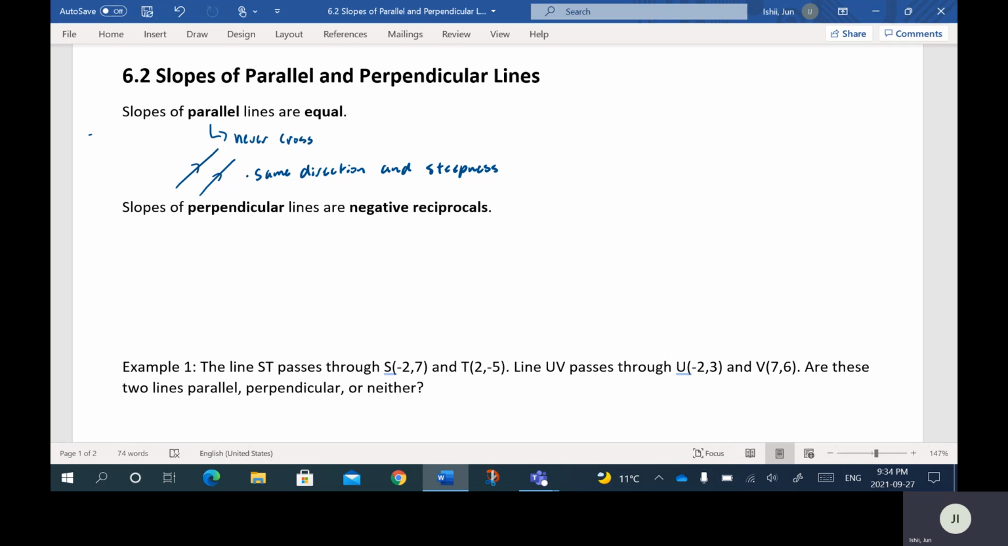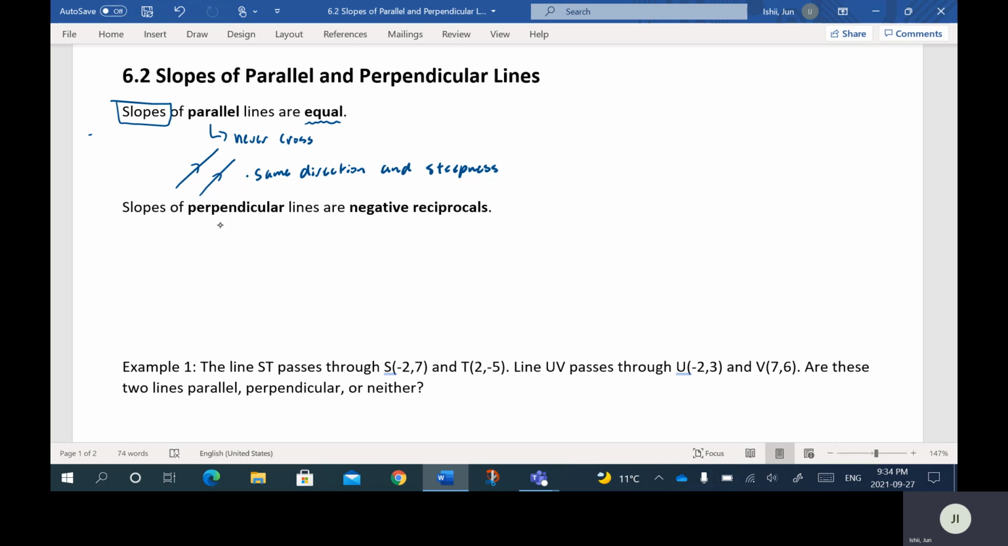Since the slope of a line gives you the direction and the steepness of the line, it makes sense that two lines are parallel if they have the same slope. So if the slopes of two lines are equal, then they are parallel.